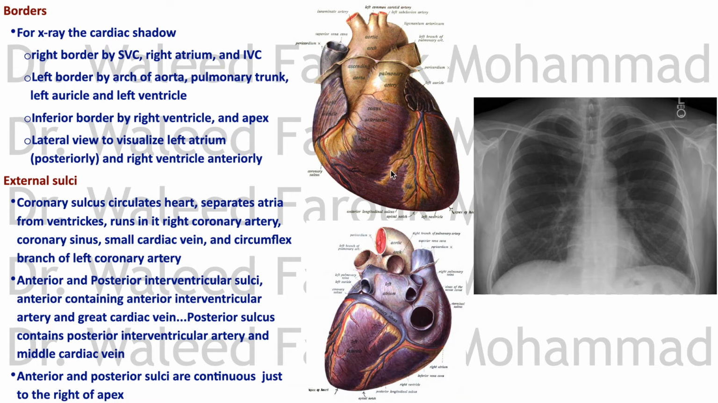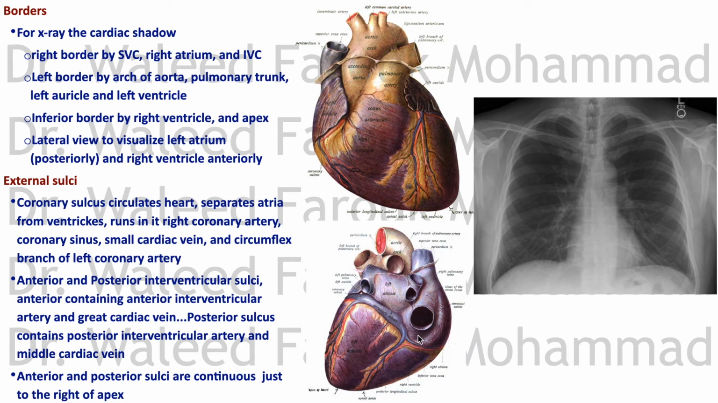Okay, on the outer surface of the heart we have sulci, like the coronary sulcus, which has the coronary sinus, the circumflex branch of the left coronary artery, the small cardiac vein. They run in the sulcus. It surrounds the heart and separates the atria from the ventricles. This is the coronary sulcus. Okay.